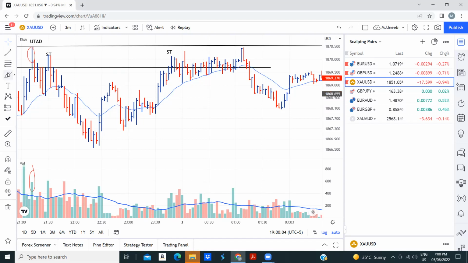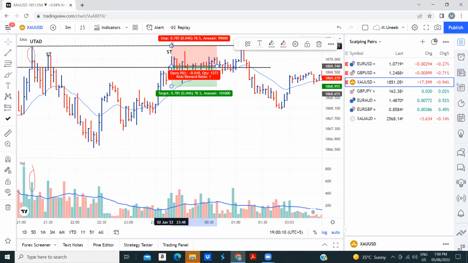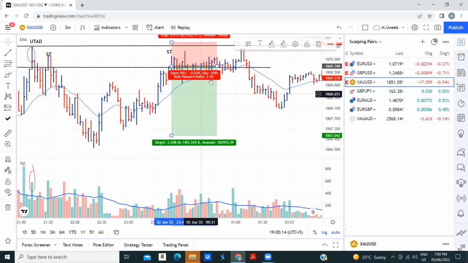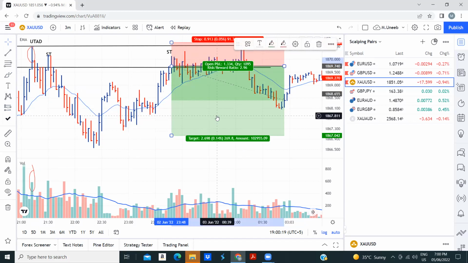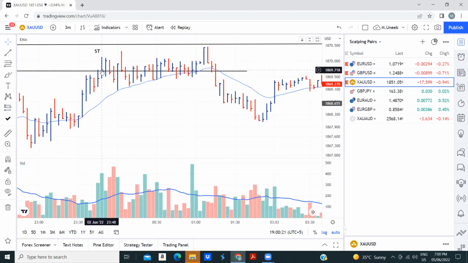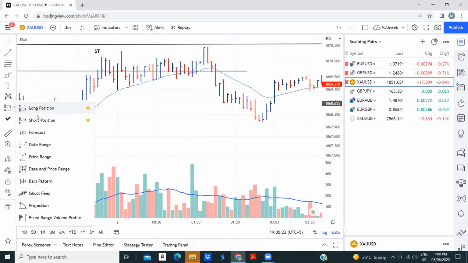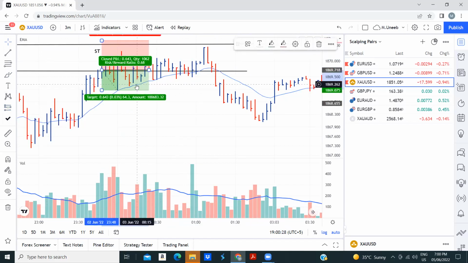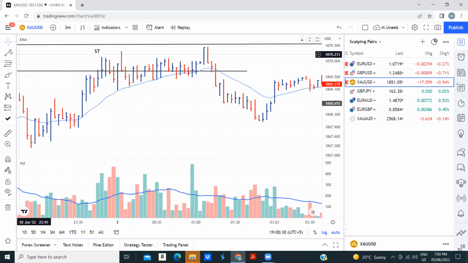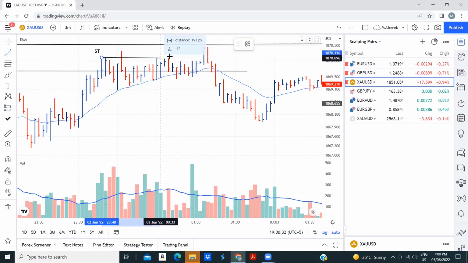If you compare this move here, you can see the effort versus no result. You can take your position right over here and stop loss right over here, and you can just take the move down. But the problem is, if you take this trade, the stop loss will be very, very huge. Am I right? So I will wait until I can make another one. Okay, I'll wait from here.